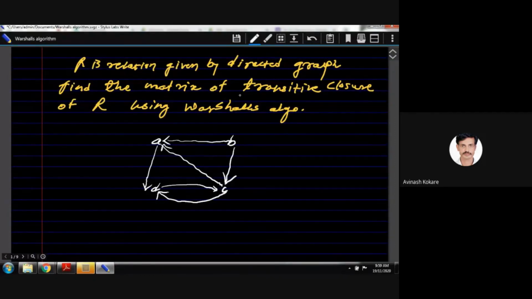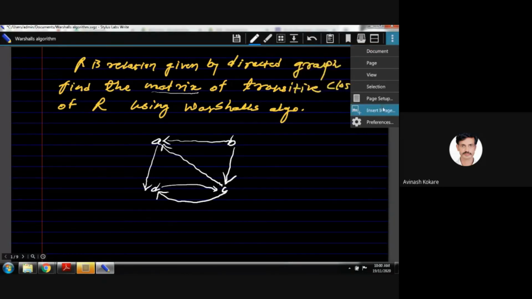a relation given by a directed graph. Find the matrix of transitive closure of R using Warshall's algorithm. So this is the relation given with the help of the diagram. First we will have to convert this into a matrix format and then follow the steps of Warshall's algorithm to find the transitive closure matrix. Here they are mentioning to find the matrix. So here the nodes are A, B, C, and D. Okay, so take this as your homework.